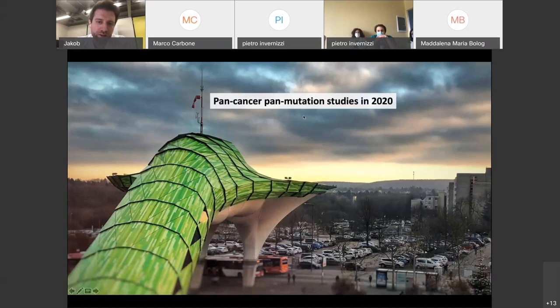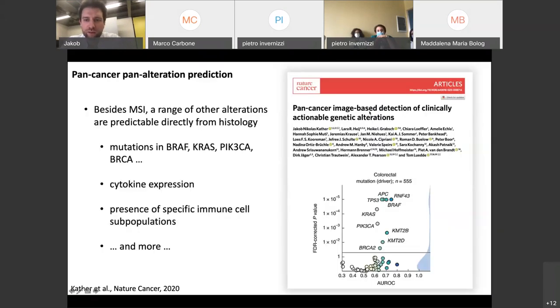And what we have seen in 2020 was a number of publications that really looked at what is the limit of these methods. Can we apply this really to any tumor type and to any mutation? And one of these publications was from our team, where we looked at colorectal cancer again and all other cancers, 12 or so of the most common cancers. And we collected hundreds of pathology slides for each of these cancers and checked from the gold standard genome sequencing data which mutations we could predict from histopathology.